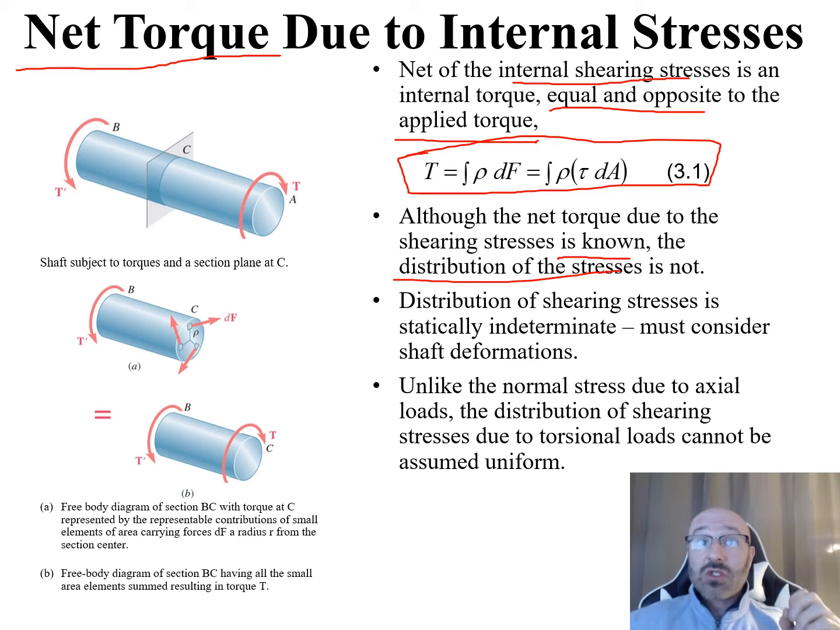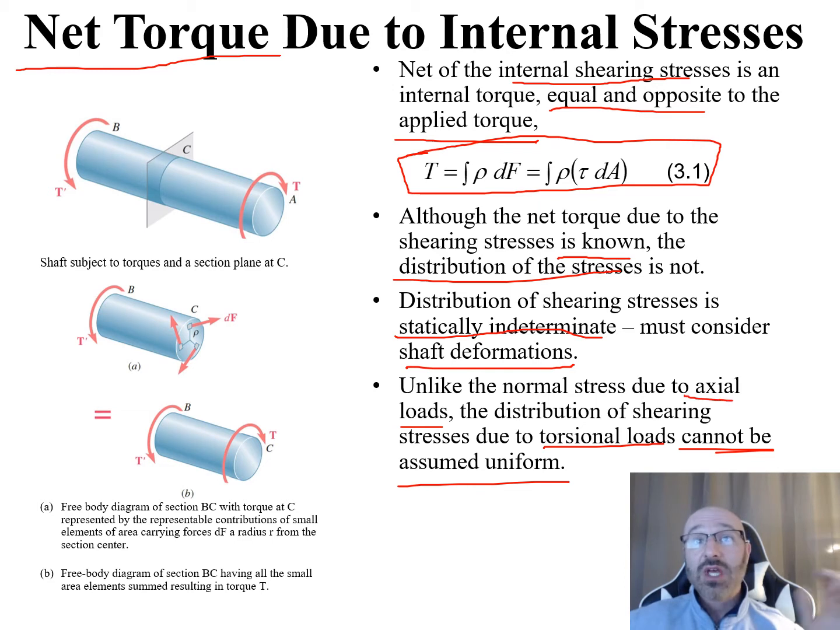So the distribution of these stresses is what we call statically indeterminate. If it's statically indeterminate, that means we must consider that there are going to be some shaft deformations. Now, unlike the normal stress due to axial loads, the distribution of shearing stress due to these torsional loads cannot be assumed to be uniform. That's an assumption we made a lot before when we were talking about axial loads and normal stresses. We can't make that same assumption now with shearing stresses and these torsional loads.